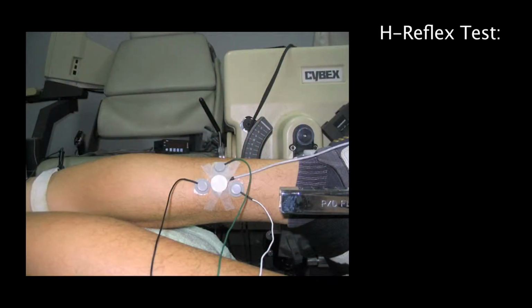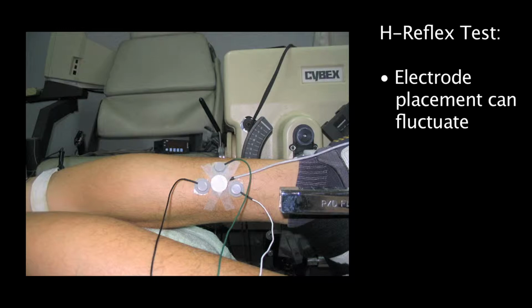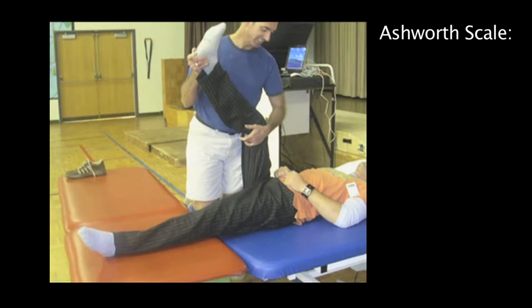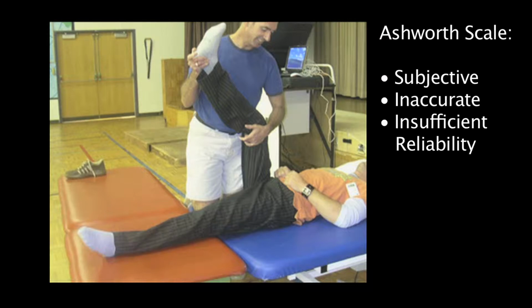The H-reflex test uses electrical stimulators on the nerve, and like passive EMG recording, the signals are recorded using a computer. This method is not dependable because the outcome depends on the placement of the electrodes. The Ashworth scale measures the resistance of the muscle to the movement caused by reflexes. This method is widely used, but it is very subjective and can result in inaccuracy.